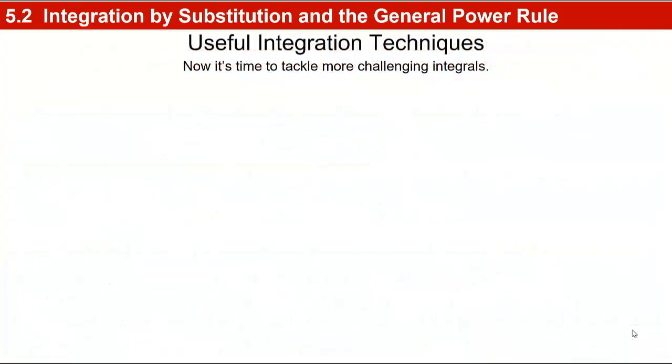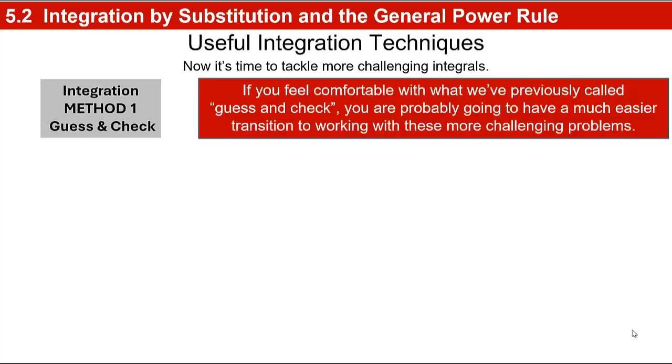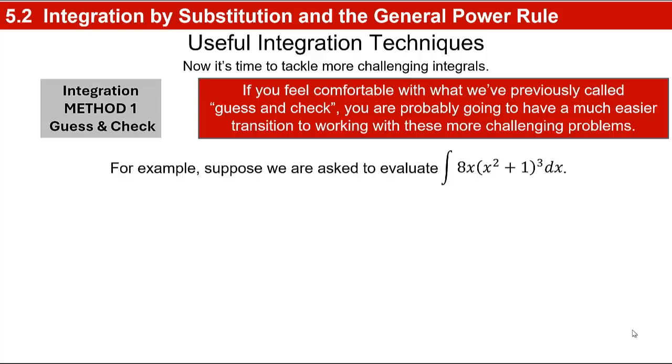Now it's time to tackle some more challenging integrals. What I'm going to do now, I will label integration method 1 and refer to as guess and check, and it's based on the logic of what we were doing when we were working with antiderivatives and thinking of an antiderivative as being found by reversing the process of taking a derivative. And if you feel comfortable with that, you're going to feel more comfortable with what I'm calling here guess and check, and it'll provide a much easier transition to some of the later methods that we'll use to handle integrals that are a little more complicated than even what we're dealing with right now. And the best way to handle this, I think, is just start off with an example.